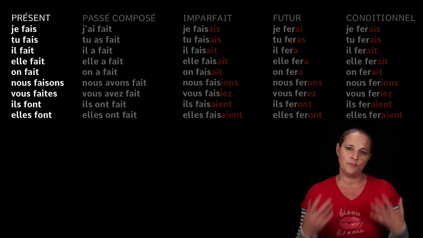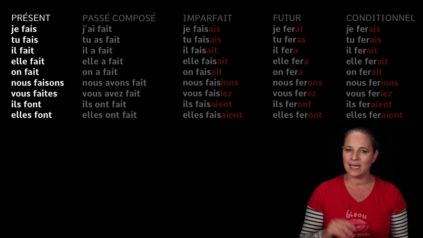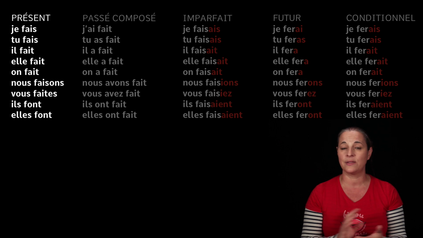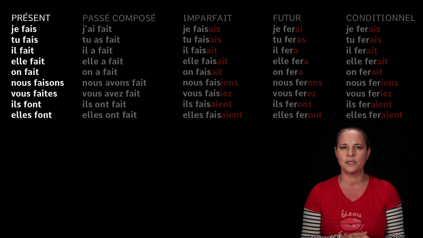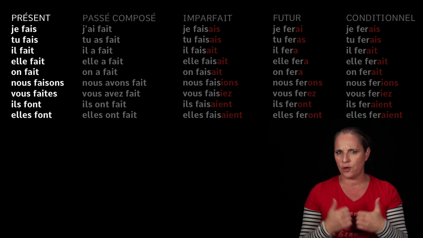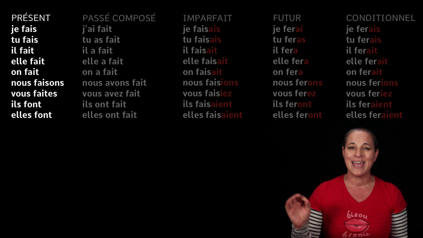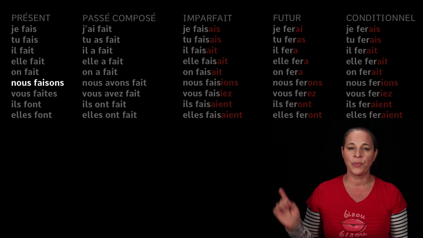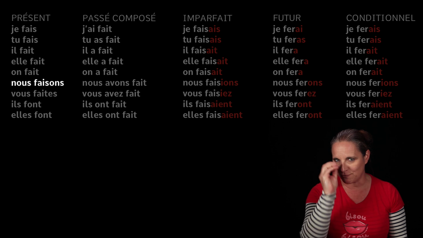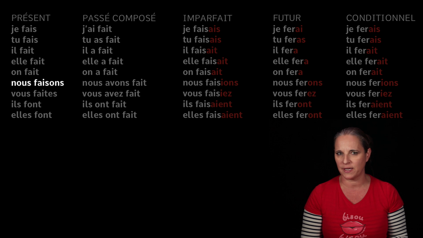Now, faire in the present tense, this is what we've just done, is really hard because for vous, it hasn't got EZ at the end, and it's the only verb where this happens, okay? Actually, it happens in to be as well. So you've got to be really aware of that. Another thing I'd like you to be really aware of is what the nous form looks like. Nous faisons. The reason why I'm going to ask you to remember that is because it's going to be useful when we conjugate in the imperfect tense.